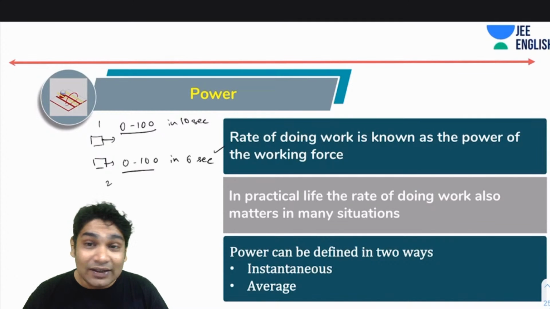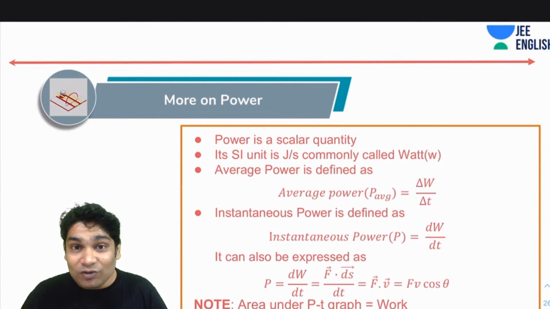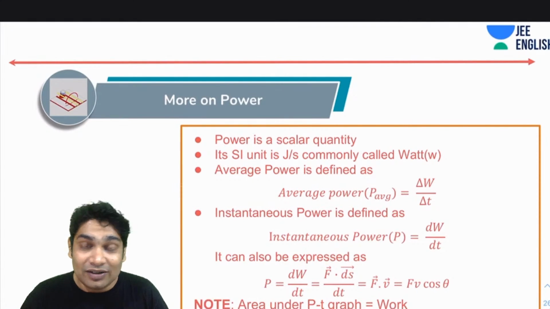Alright, so power is defined in two ways, one instantaneous and second average. So let's go over that. Let's see what all we know about power. Of course, power is a scalar quantity like all the three terms in this chapter: work, power, and energy. We are dealing only with scalars.